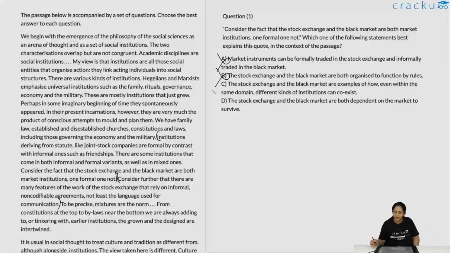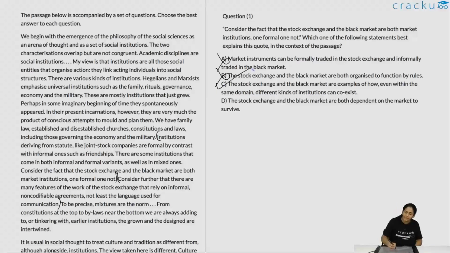C: The stock exchange and black market are examples of how even within the same domain, different kinds of institution can coexist. That is exactly what the author is trying to say through that particular example. He is trying to say that there is a spectrum of institutions, formal, informal, a mixture of both. Even within the same domain you will find variants of institutions as such. So it isn't clear cut that this type of institution can only be formal, and that type can only be informal. That is not the case. So he is trying to make that particular point through this example.